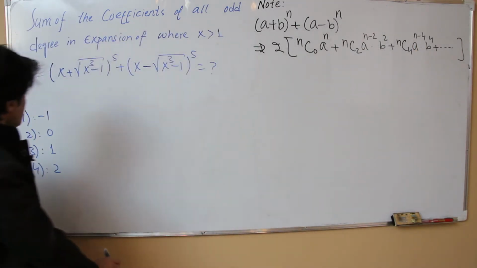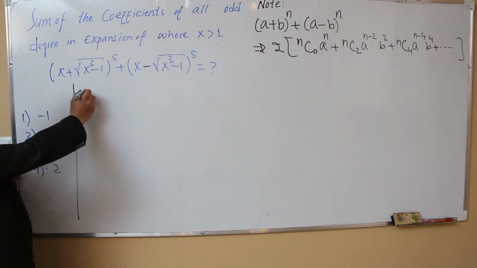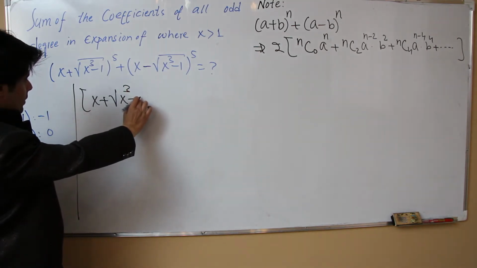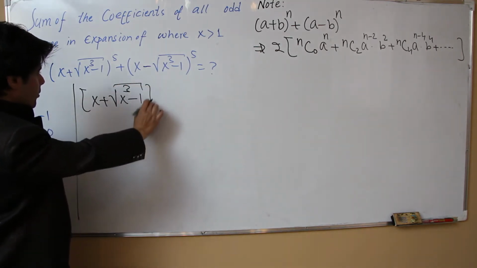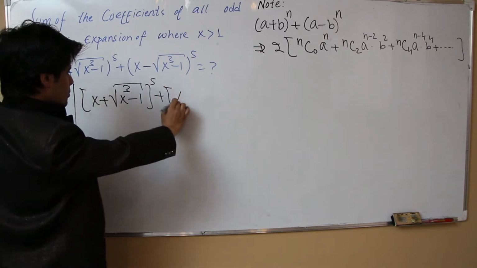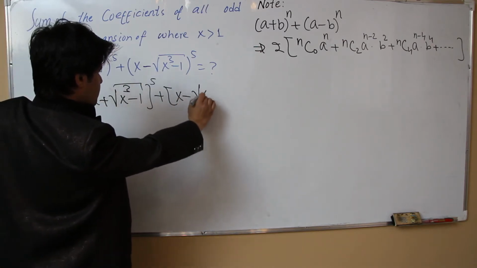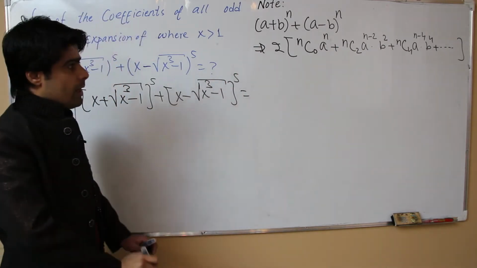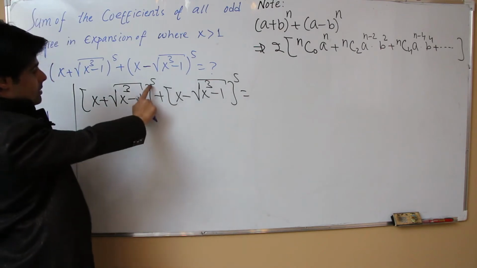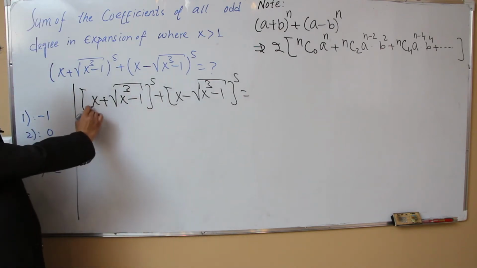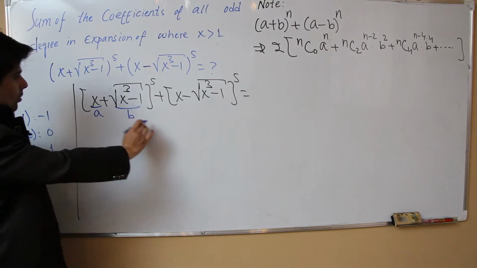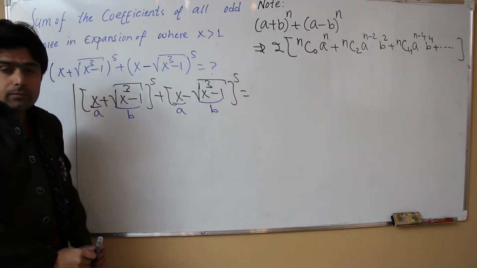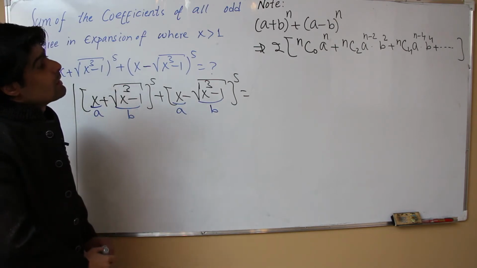Now, I will write the question once again. We have (x plus root 2x to the power 3 minus 1) raised to the power 5, and also this expression. Now, find where is n. N is 5. Now, this one is a and this one is b, or this one is a and this one is b.